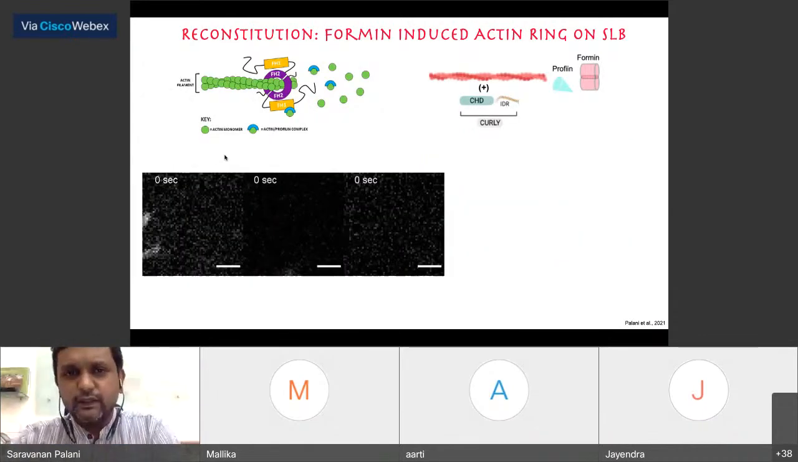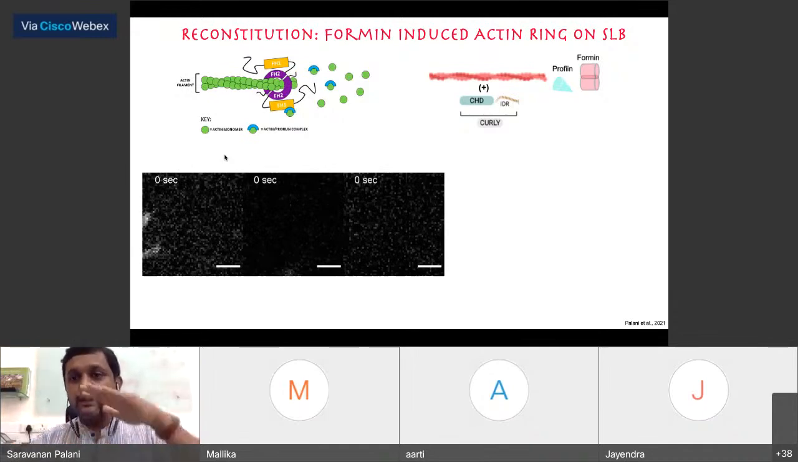So the next thing is, is it an artifact? Because you made pre-made filaments and then you are throwing them in, and maybe something in the buffer is inducing this particular structure. So to avoid such questions, what we did was, as I said, actin is bound to profilin and taken to the formin, and formin makes the actin filaments, right?